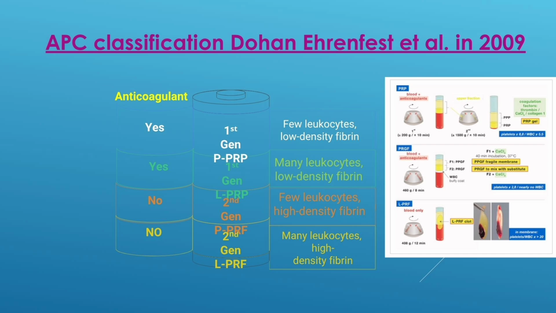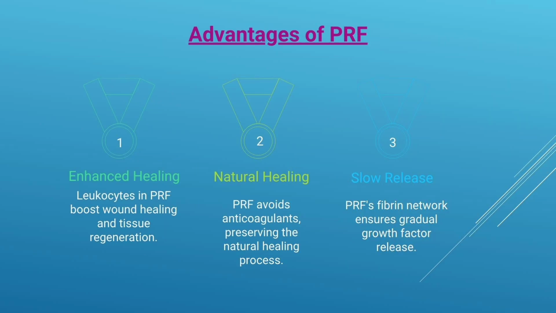The difference between first and second generation APCs is that there is a need of anticoagulant and activator in the case of first generation APCs. This complex procedure is now simplified in the second generation APCs, where you need only one cycle of centrifugation and there is no need to add anticoagulant or activators, resulting in a high density matrix. The advantages of using these second generation APCs like PRF are enhanced healing, wherein leukocytes in PRF boost wound healing and tissue regeneration.